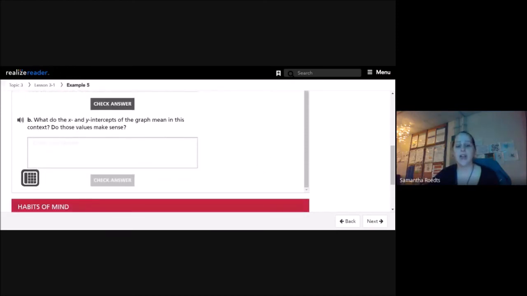What do the x and y intercepts of the graph mean in this context? Do these values make sense? If I look at my graph, because I actually did graph it on the calculator, let's see if you can see this.